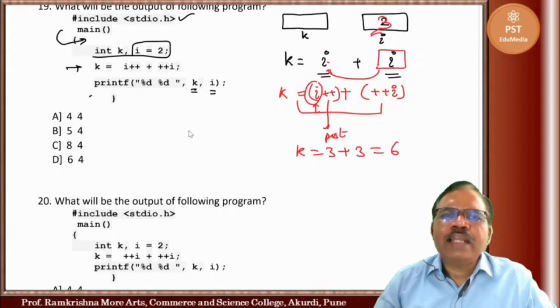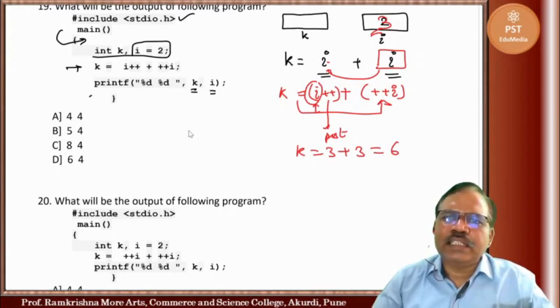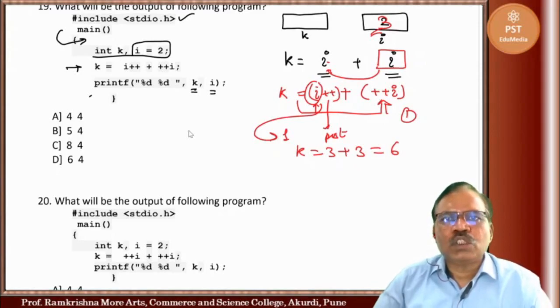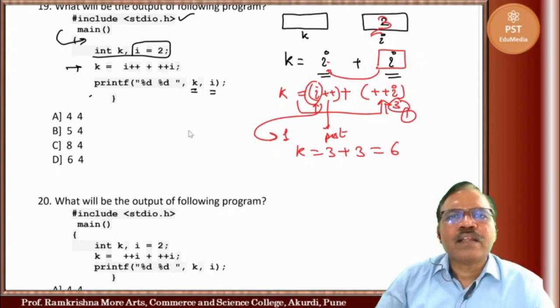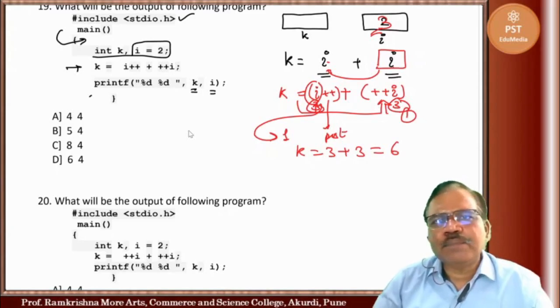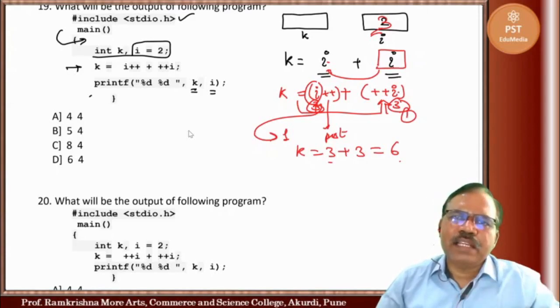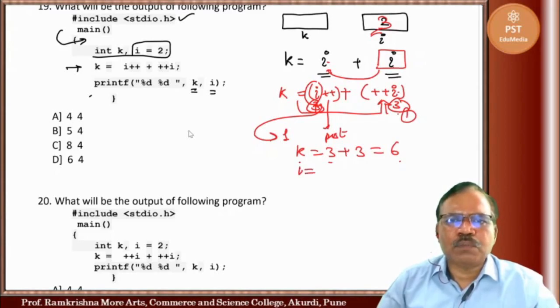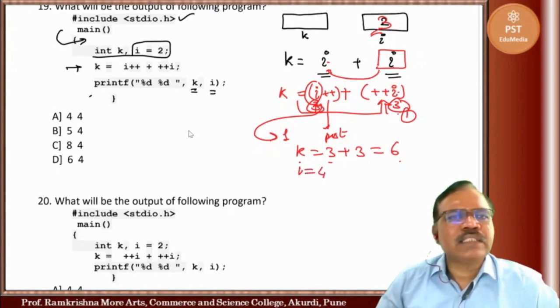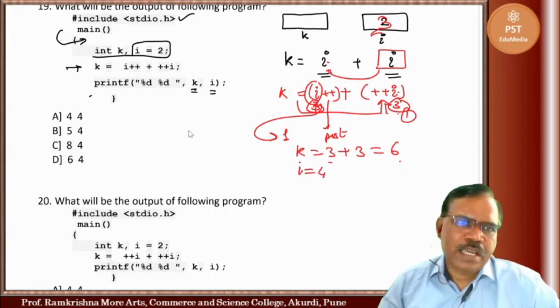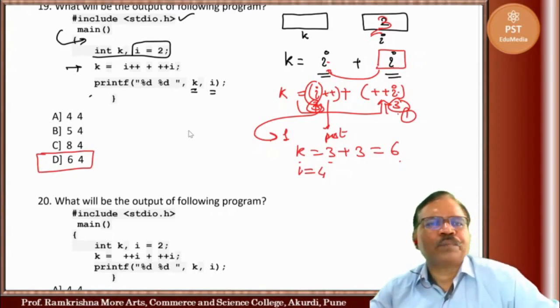i is 3 and it is again increased by 1. So here it is increased once, and it has to increase here also by 1, but after use. Here it becomes 3, then that 3 comes here, 3 plus 3 becomes 6, and then i increases by 1. i is already 3, increased by 1, so i becomes 4. So k is 6, i is 4.